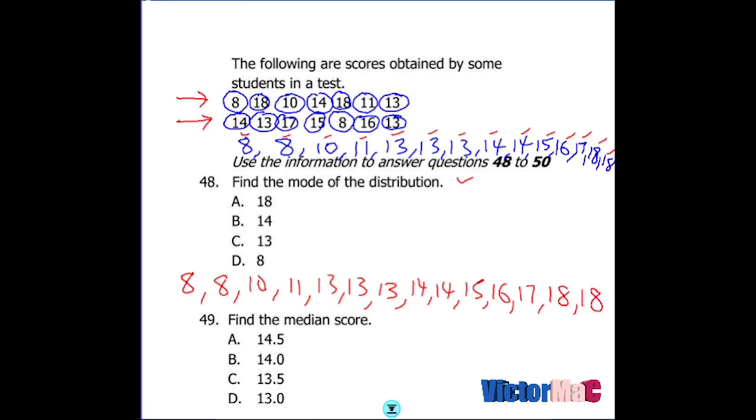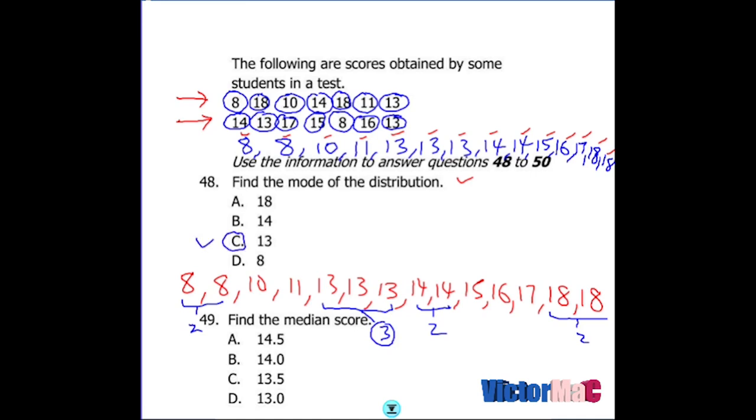Now, the mode is simply the number with the highest frequency. 8 appears 2 times, so the frequency is 2. 10 is 1. 11 is 1. The frequency of 13 is 3 times. The frequency of 14 is 2 times. The frequency of 18 is also 2 times. So the one with the highest frequency is 13. So the mode is 13.